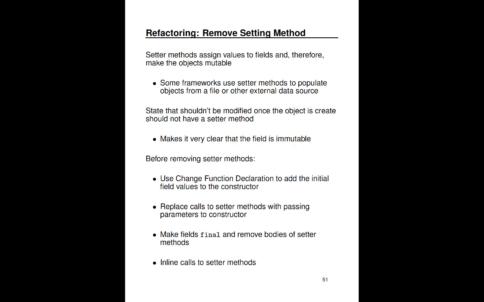So how do we go about doing this? Well, we can use a refactoring like change function declaration or change method declaration to put the initial field values into the constructor, right? So things that used to be populated via setters, put those as parameters to the constructor. Also, in a language like Java, we can mark the fields as final so that they are only initialized in the constructor, and then we remove the bodies of the setter methods. And now you've got empty setter methods, and so you can use the inline method refactoring to find all of the call sites of the setters and turn them into zero code.